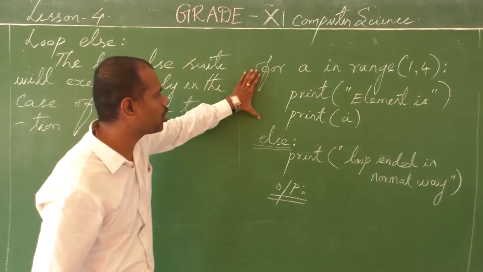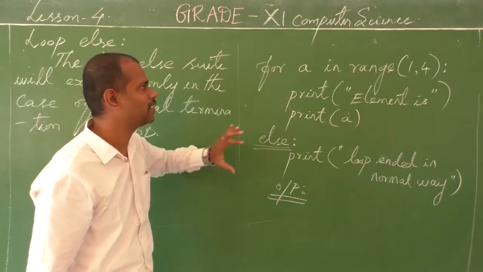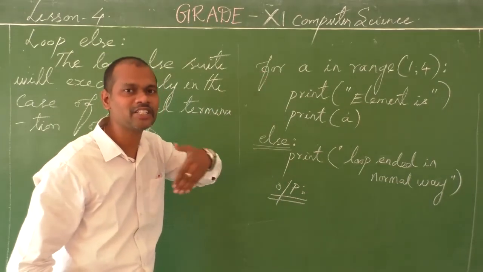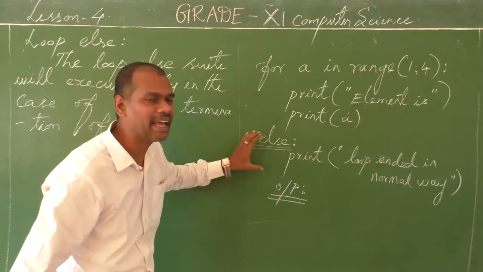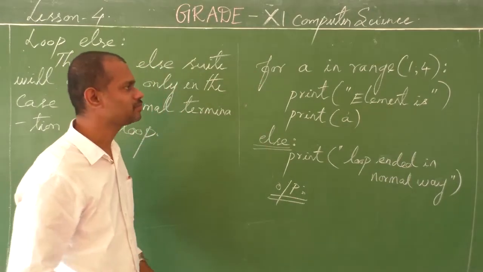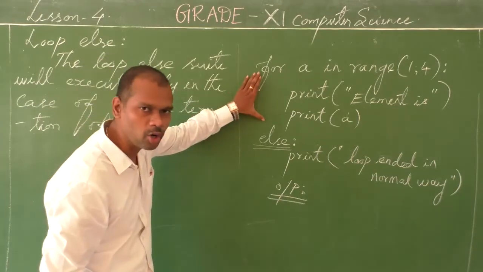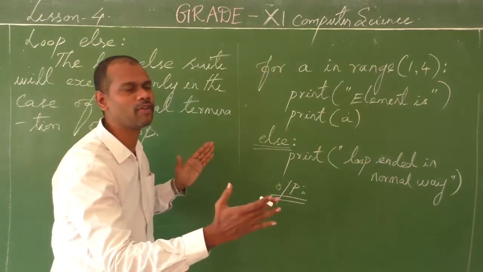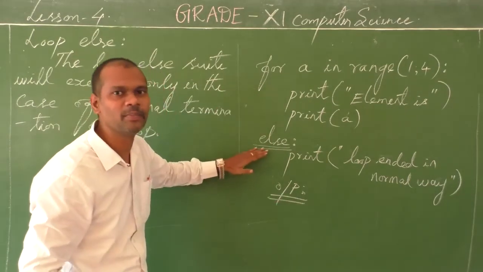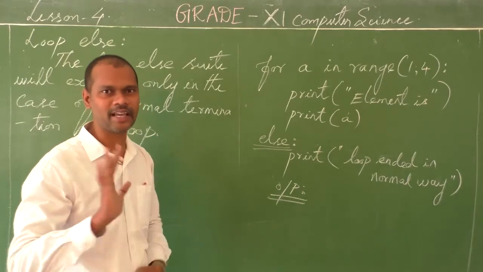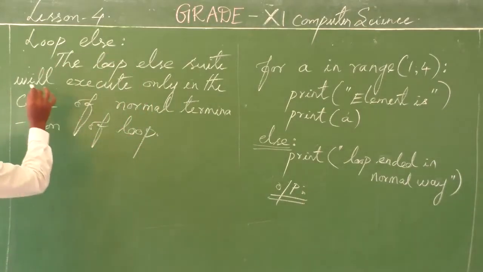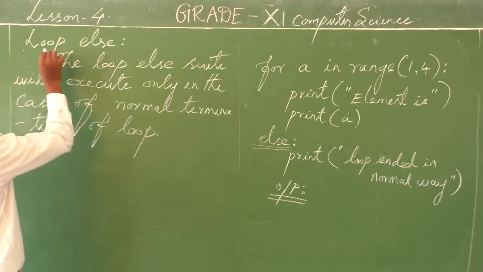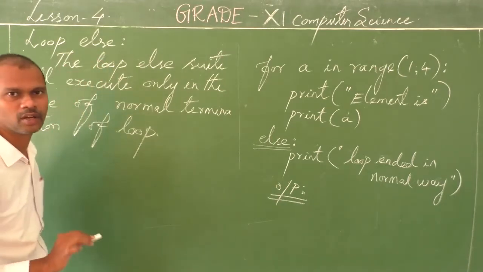You see, this is called a for loop. When this for loop is normally finished, after the finishing of this loop, this else will be executed. Listen, very simple. When the for loop is normally executed, after all the execution of the for loop, this else case will definitely be executed. Understand? That's why they say only on normal termination of the loop will this loop else be executed. Got it?